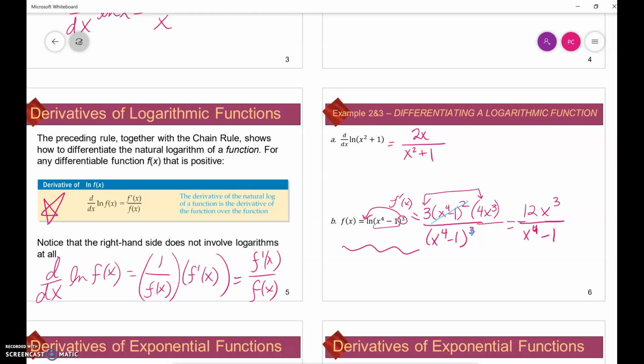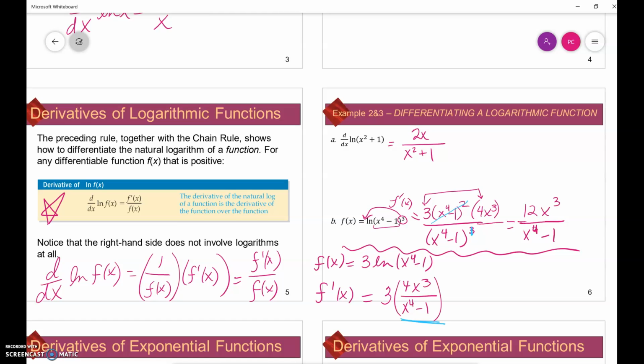So another way that you could tackle this problem, and it doesn't matter, both will work, you'll see we'll get the exact same answer, is that f of x equals 3 times the ln of x to the 4th minus 1. Then we can take the derivative. The 3 is just going to tag on for the ride because it's a constant. And then we have x to the 4th minus 1 in the bottom, and the top of that is 4x cubed. All of this is the derivative of the ln of x to the 4th minus 1.